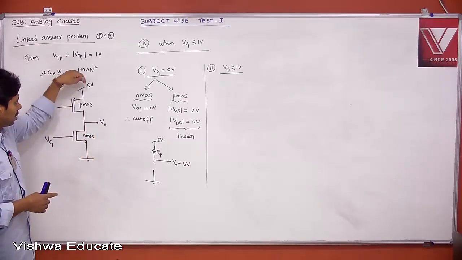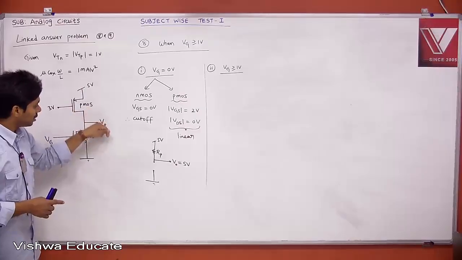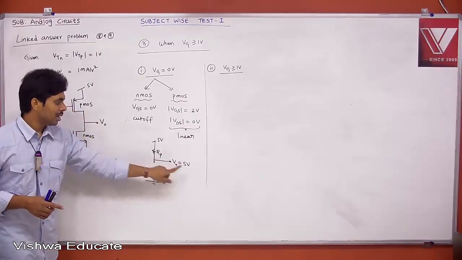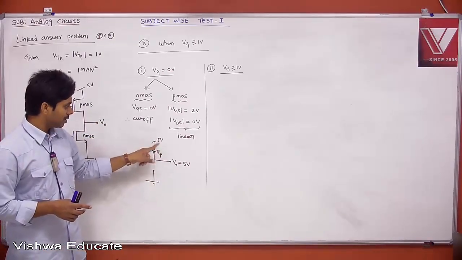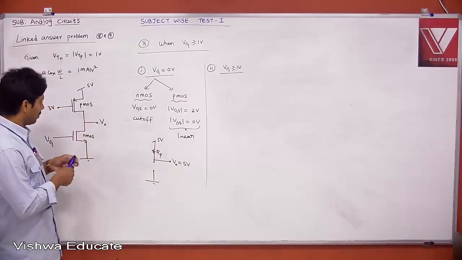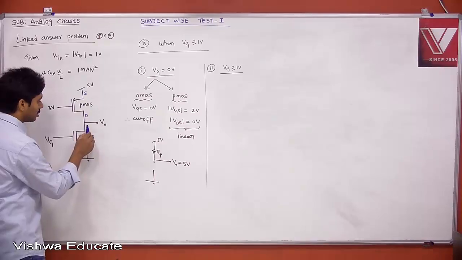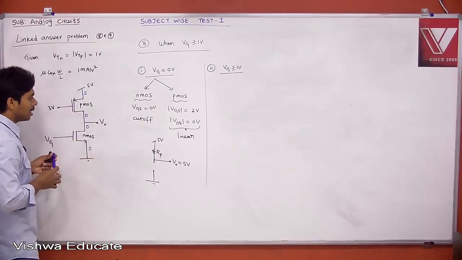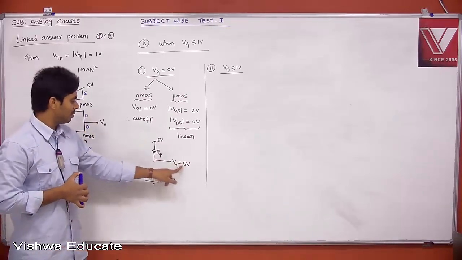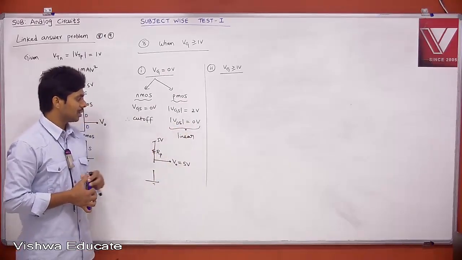Through PMOS, the 5 volt will be charging the capacitor, so it will be charged to 5 volt. Then what is the VDS of your PMOS? For your PMOS, this is drain, this is source. For your NMOS, this is drain, this is source. Therefore, the drain is 5 volt, source is 5 volt, VDS is 0. Therefore, this is in linear region.